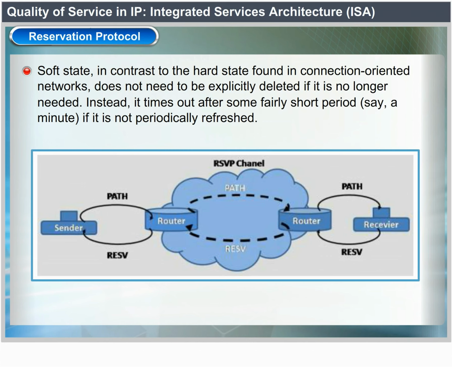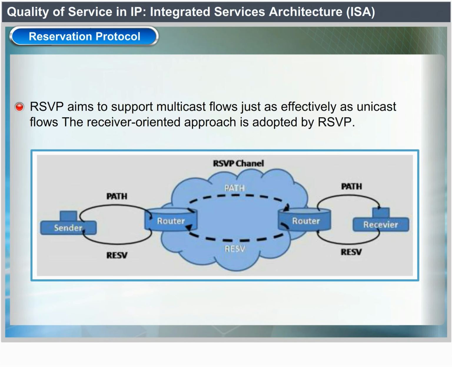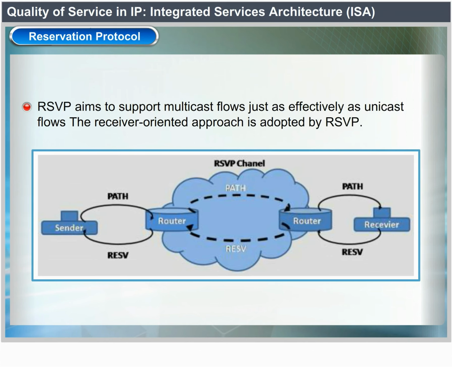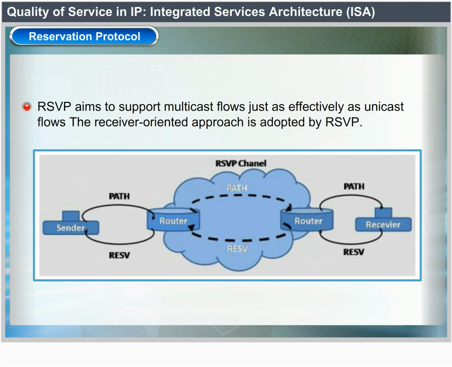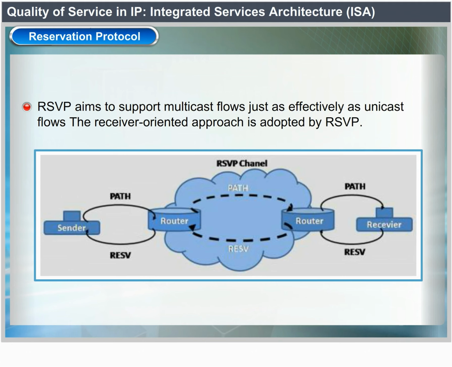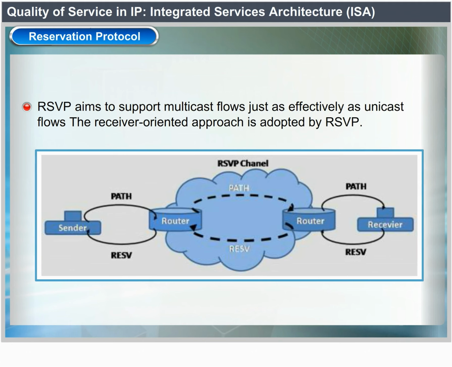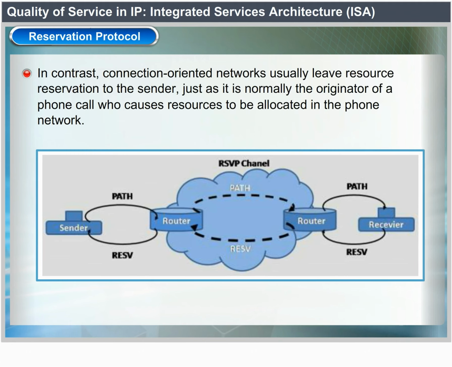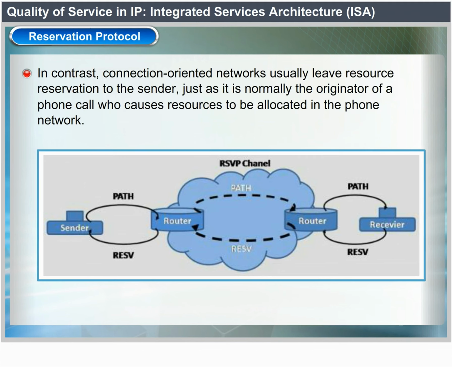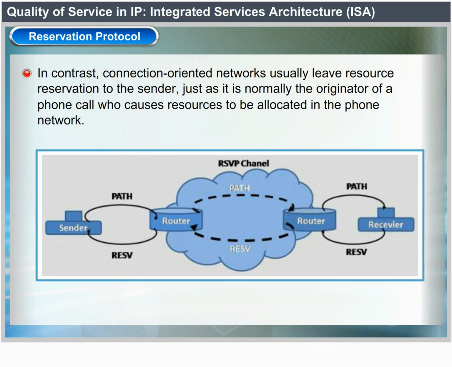RSVP aims to support multicast flows just as effectively as unicast flows. The receiver-oriented approach is adopted by RSVP. In contrast, connection-oriented networks usually leave resource reservation to the sender, just as it is normally the originator of a phone call who causes resources to be allocated in the phone network.